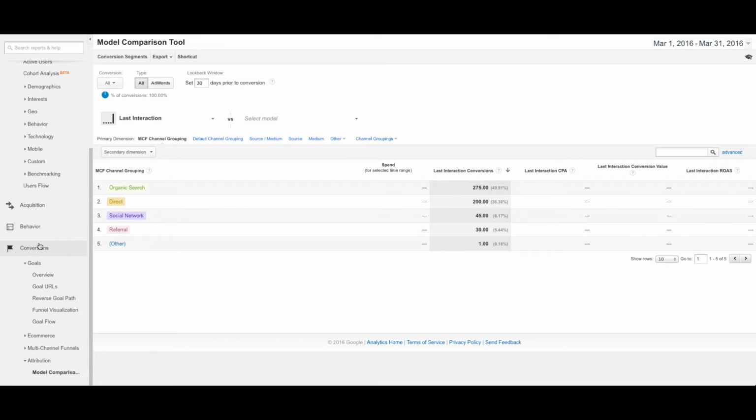Now, to get to your attribution model comparison tool, you're going to want to first go down to your conversions menu on the left-hand side, and then at the bottom in attribution, you'll want to select model comparison. That's where we are here.